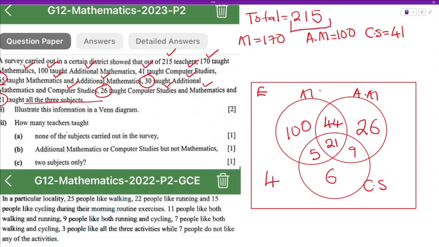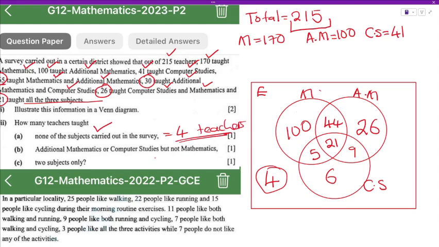No wonder if you check your question, you're going to find this one. How many taught none of the subjects? Meaning it is these guys here. Okay, so they can't give you a question asking you to say how many took none when there is no value to give them. So here your answer is just 4 teachers, since you're dealing with teachers. These guys didn't teach any of the 3, and you are done.